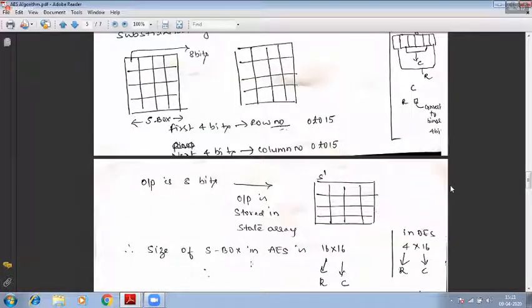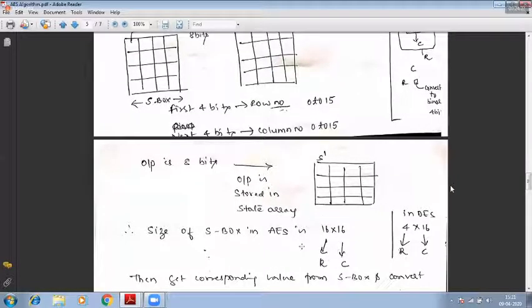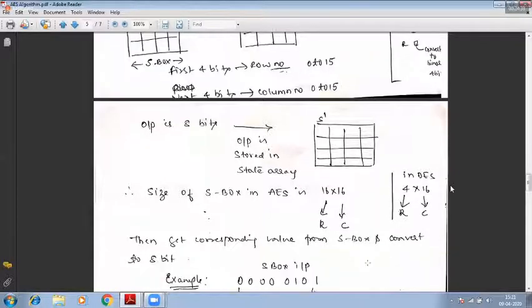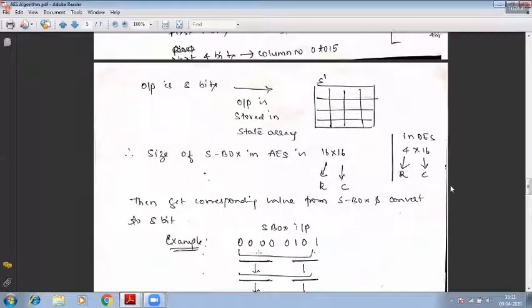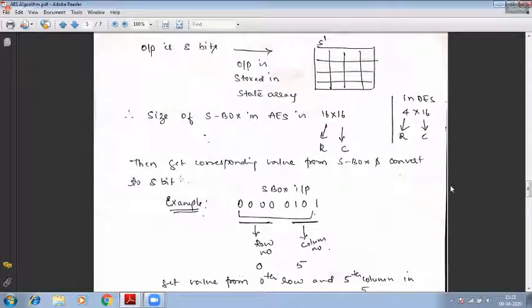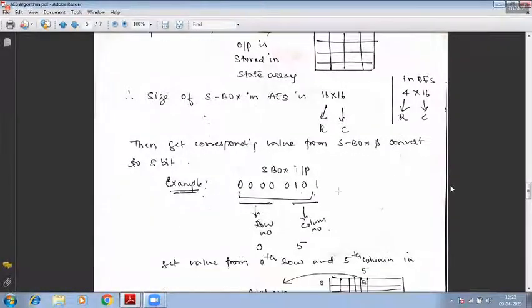So what should be the size of this S box in the case of our AES? Now be imaginative, since I could not draw a 16 cross 16 array. The size of the S box in the case of AES would be 16 cross 16. Why 16 cross 16? Because from the data present in that 16 cross 16 table, I have to convert it into 8 bits. For example, get that particular 8 bits from that row and column.